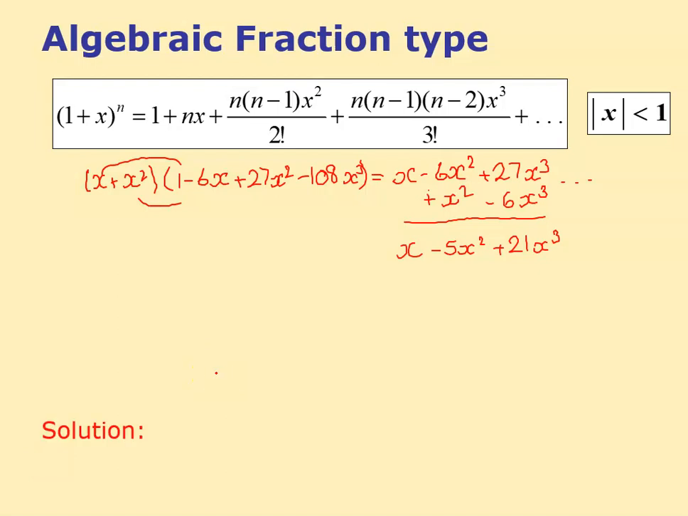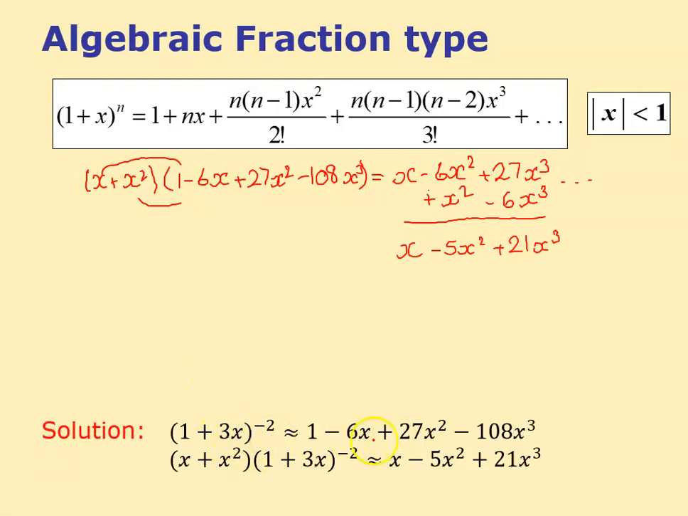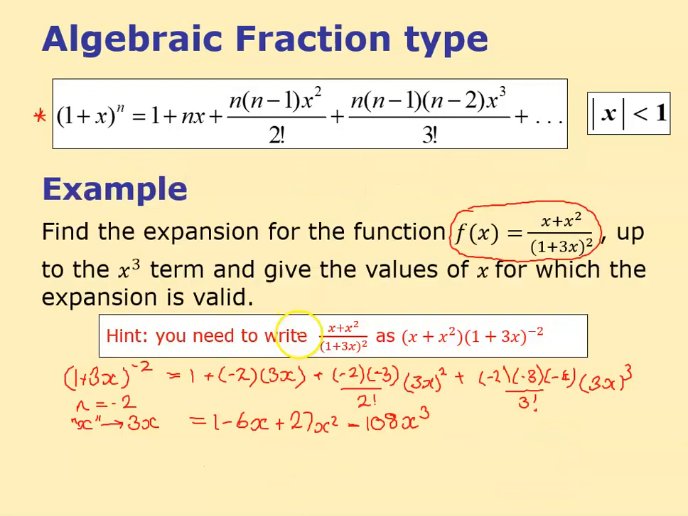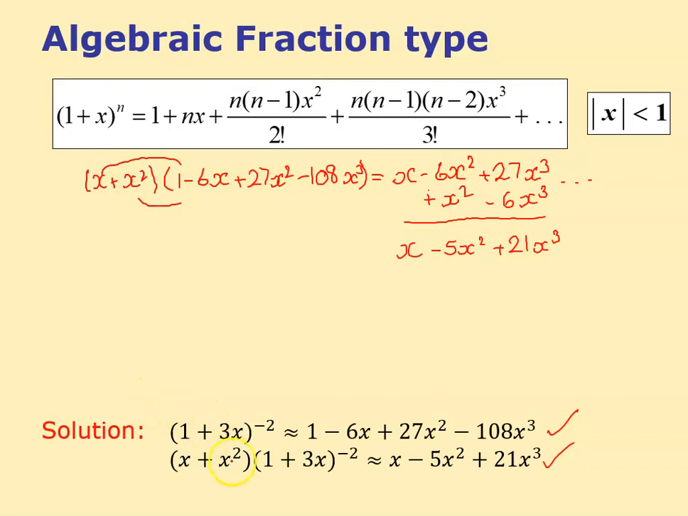So if we just check our answers, 1 minus 6x plus 27x squared minus 108x cubed. That's what we got for the first part. But then when I multiplied it out into my expansion, x minus 5x squared plus 21x cubed. And obviously what I need to also do is say it's valid for this range. If we just cast our minds back to our expansion, it was 1 plus 3x. So here we can say that mod 3x is less than 1, or mod x is less than a third.